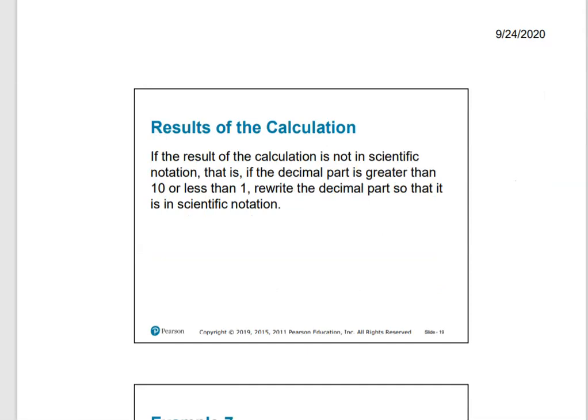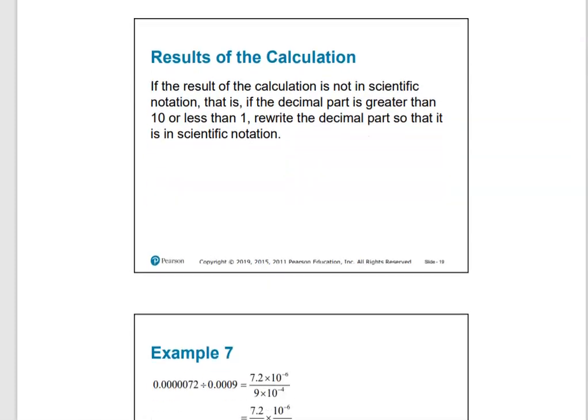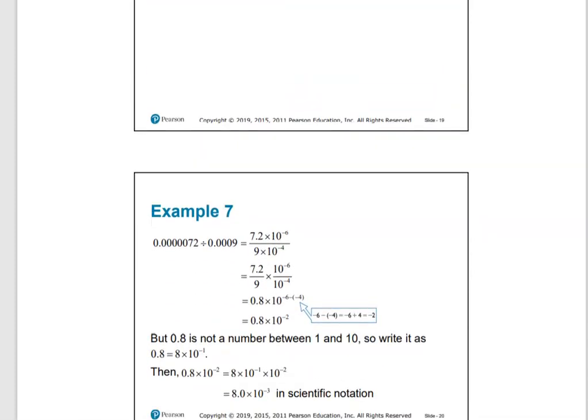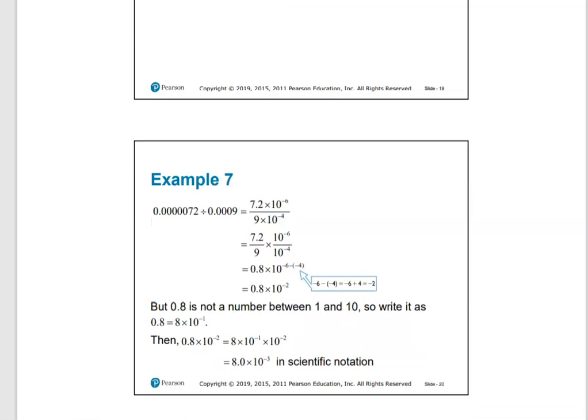If the result of a calculation is not in scientific notation, that is, if the decimal part is greater than 10 or less than 1, rewrite the decimal part so that it is in scientific notation. So if we've got this, which is a lot of zeros and then a 72, divided by this, the first thing they've done is rewrite it in scientific notation. They've grouped their numbers together and their tens to a power together.